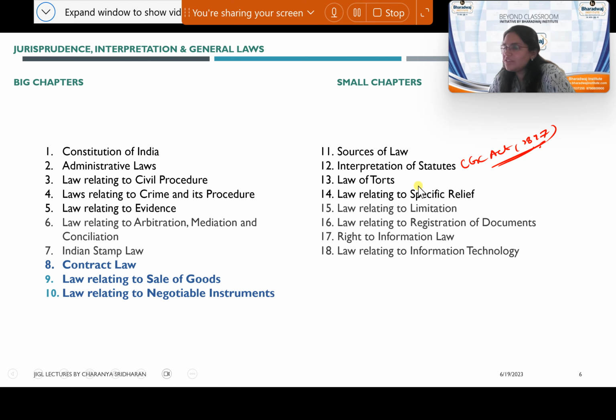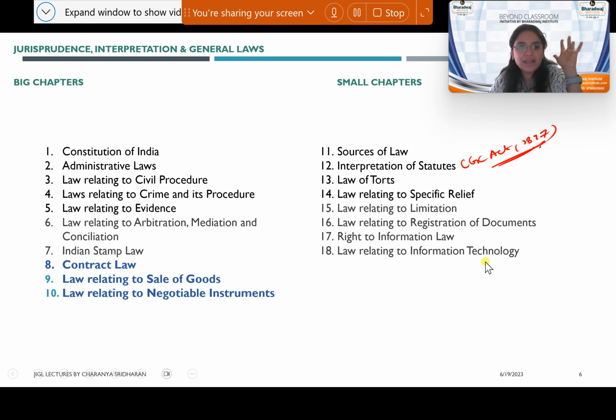Okay? So we are not going to do a detailed study. And then torts is a really small chapter, definitely a very small one. Specific relief is also a very, very small chapter. Limitation is the smallest chapter in the syllabus. Registration is also a small chapter only. Right to information is also smaller, but நல்ல டீட்டெயிலா படிக்க போறோம். அப்படி பார்த்தா கூட அது smaller தான். That's why I'm putting it in small chapter. Okay? Information technology, we don't do a detailed study. அதனால I'm putting it under small chapter.